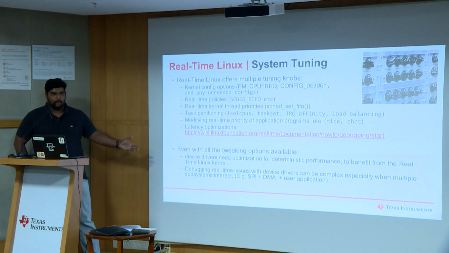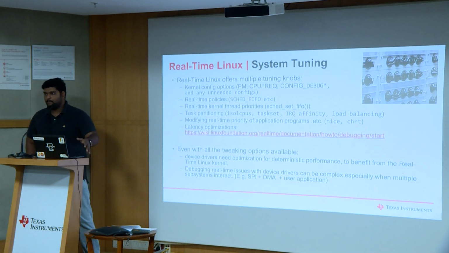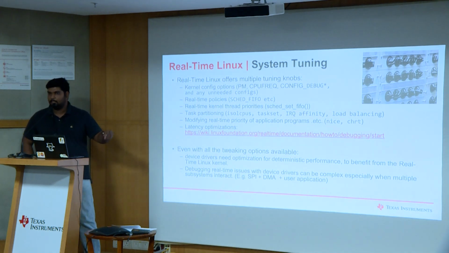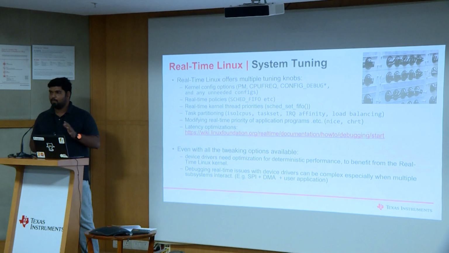One TI platform and one other SoC vendor platform, it will be different. Even between two different TI platforms, it will be different. It's a function of your core, then your memory subsystem, interrupt controller, all those things. So at that point itself, you will understand, okay, is this hardware even capable of my deadlines?